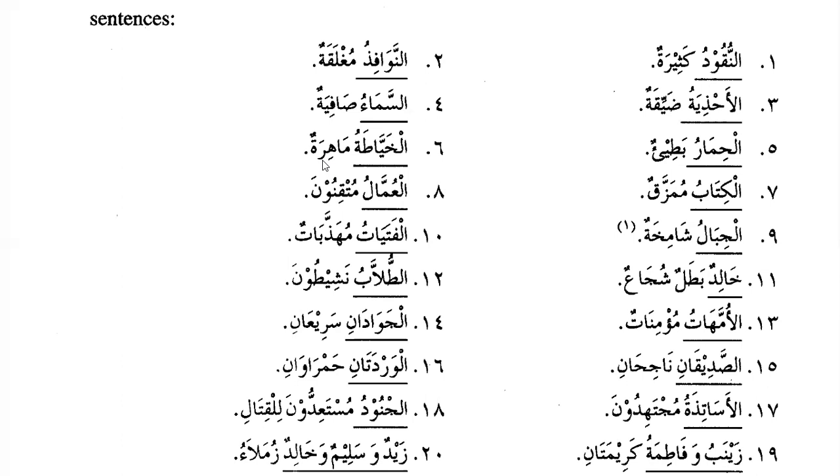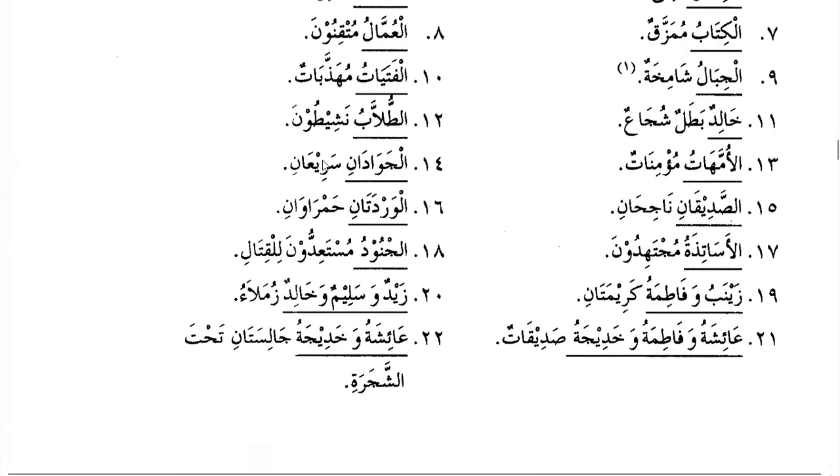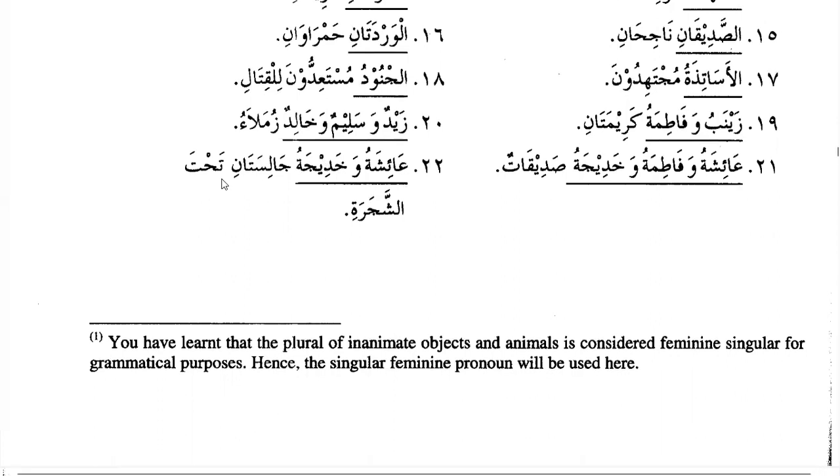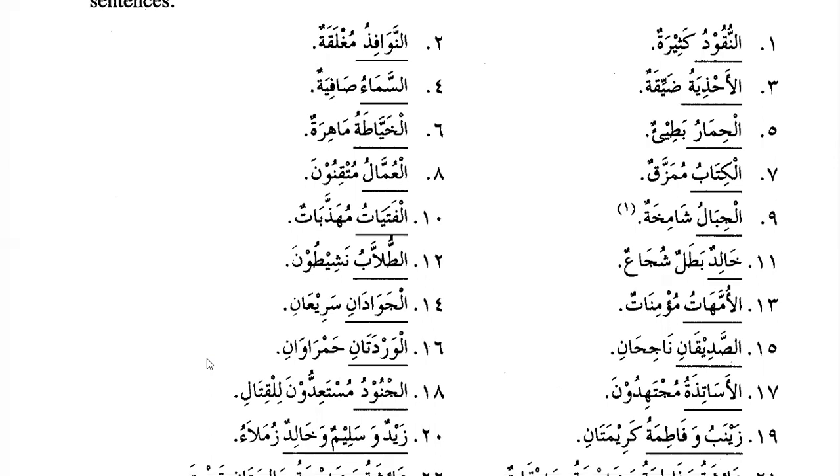Jibalu Shami Khatun. Huwa Shami Khatun. Jibal is non-intelligent plural. This is plural, or I thought Jibal. Yes, Jibal. It is non-intelligent plural. So read the footnote also. Okay, you have learned that the plural of inanimate objects and animals is considered feminine singular for grammatical purposes. Hence, the singular feminine pronoun will be used here. Okay, where was I? Al Jibalu Shami Khatun. Hiya Shami Khatun.